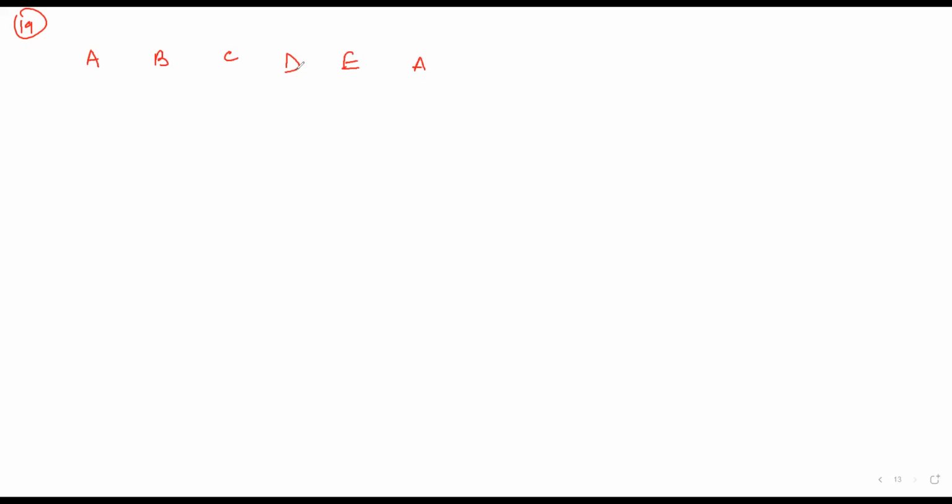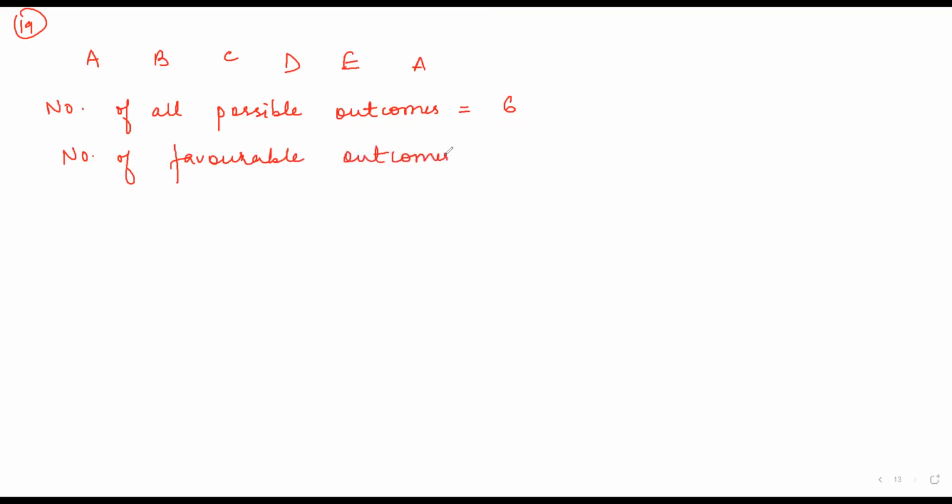So a die is thrown once. What is the probability of getting A? So first of all, the die is thrown. So you can get any face of the die. So number of all possible outcomes are how many? 6. Like you are throwing a die, so any of the face you can get. So possible outcomes are 6. Now, number of favorable outcomes. So you actually want only A. How many A are there? 2. So both the cases are your favorable outcome. So the probability of getting A is 2 divided by 6. That is 1/3.